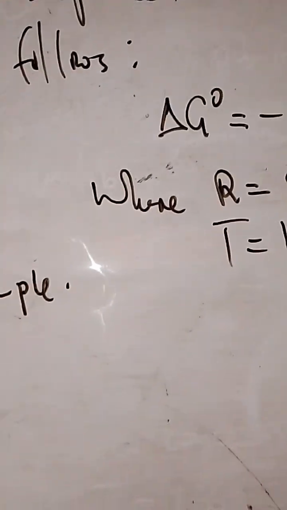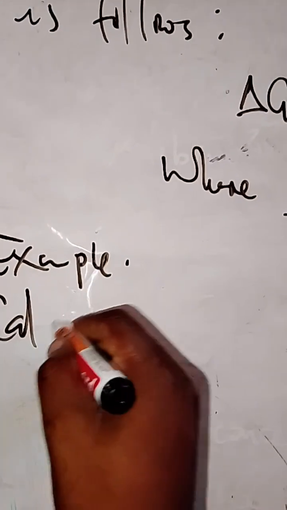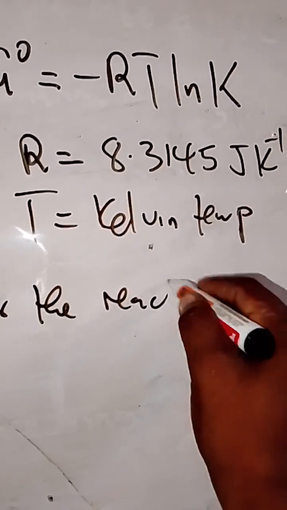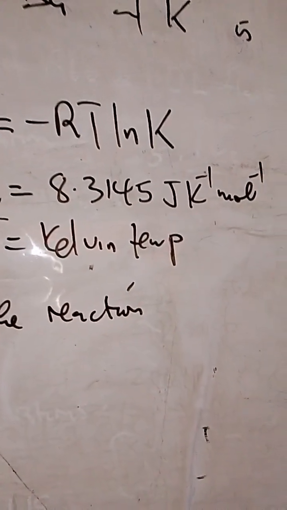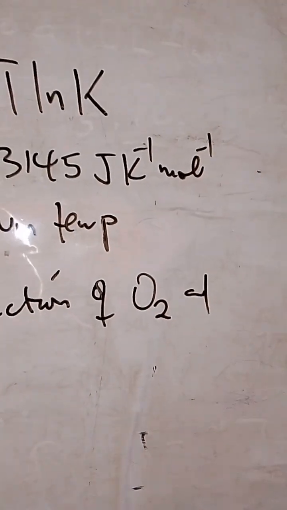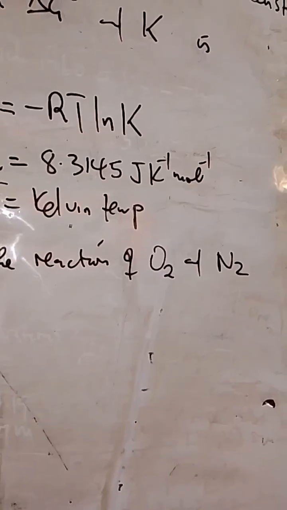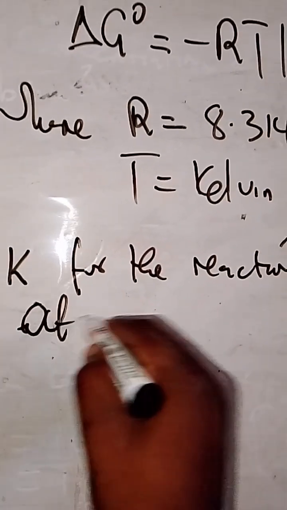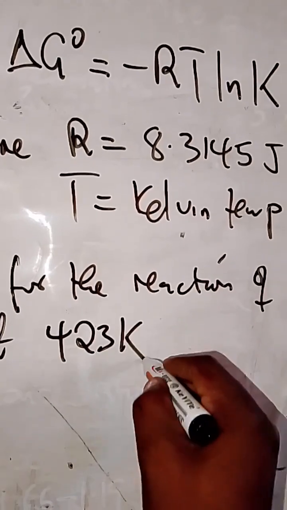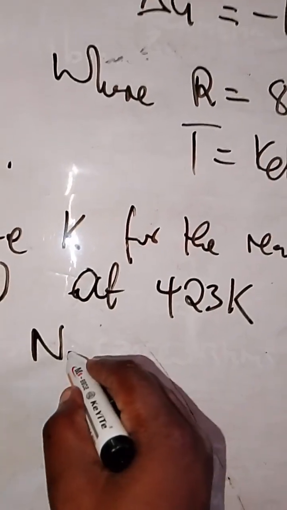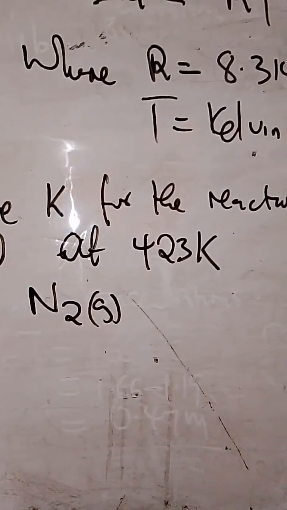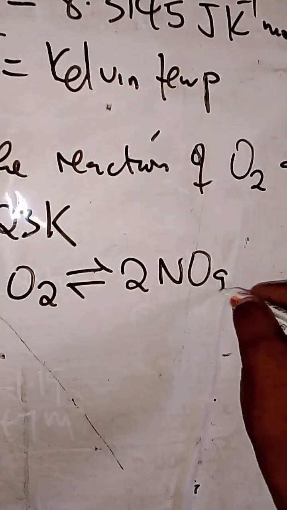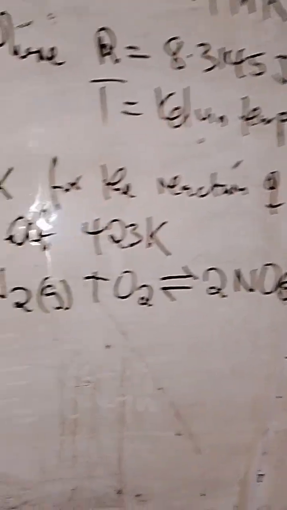Let's see how we can calculate. Example: calculate K for the reaction of oxygen and nitrogen to give NO at 423 K. So this is the equation: nitrogen gas plus oxygen gas forms nitric oxide.